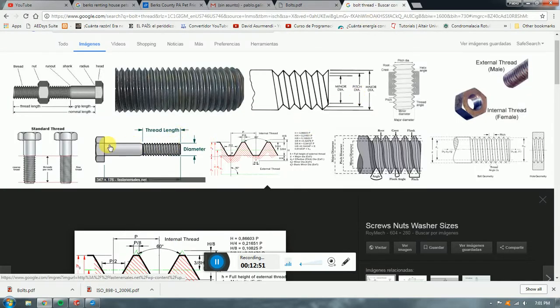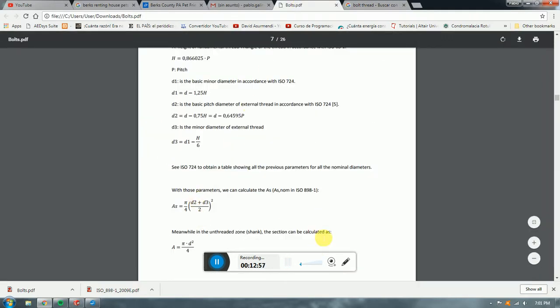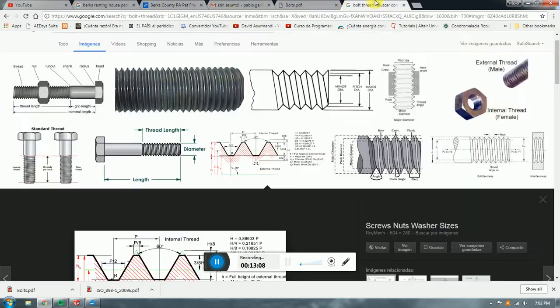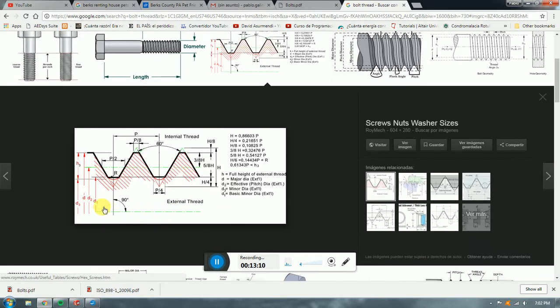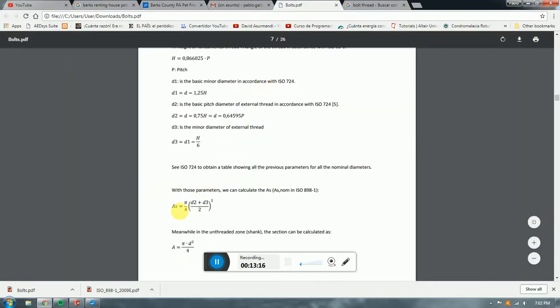You consider that the weakest part is going to be that, so all the bolt is basically the thread. Okay, so that equation, which is very similar, you only calculate between the D2 and D3. You get an average of those, which is D2 plus D3 divided by 2. We see the D2 and D3 is going to be there, so it's going to calculate the average of those, and you calculate the area considering that that is going to be the diameter.